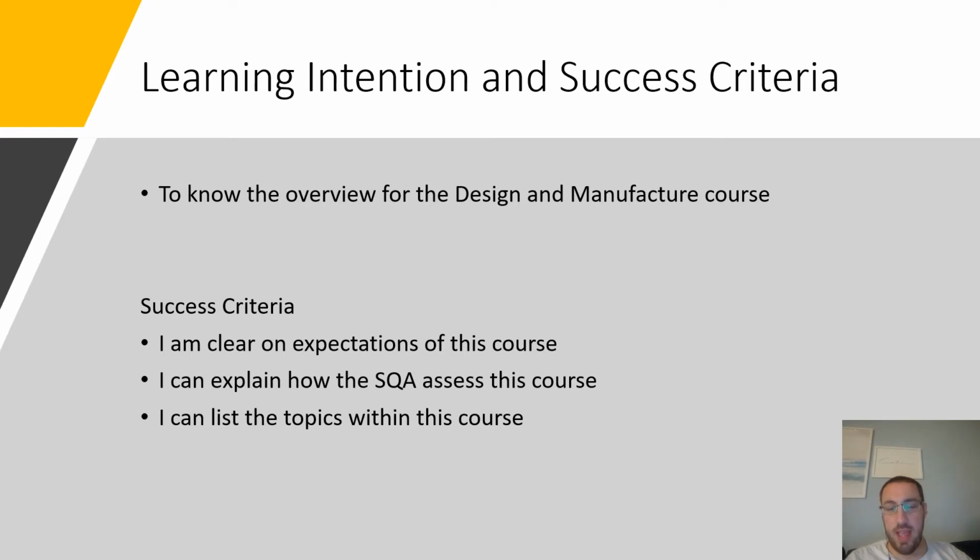Now, to check you fully understand this course, what we've got here is 3 success criteria. 1, you're clear on the expectations of this course. 2, you can explain how the SQA assesses this course. And then 3, you can list the different topics that you will find within this course. So we'll come back to these at the end to see have we managed to do all 3.